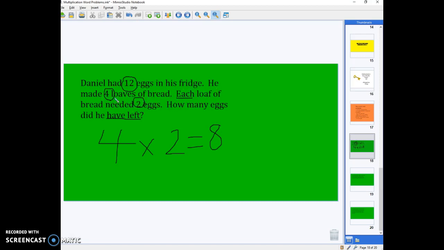I've only done half of it. And then the end asks me how many eggs does he have left. So he started with 12. Have left means subtract. And I'm going to subtract 8 because he used 8 eggs. So 12 minus 8 gets us 4. Let's try that again with this problem.